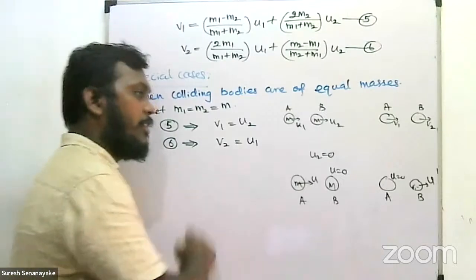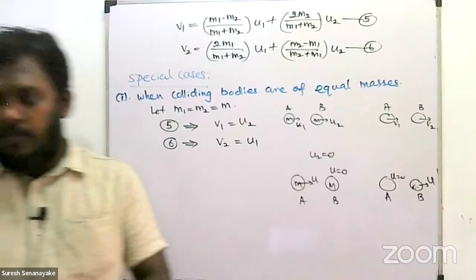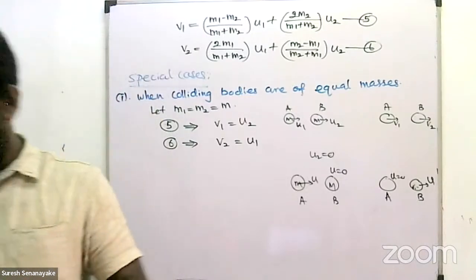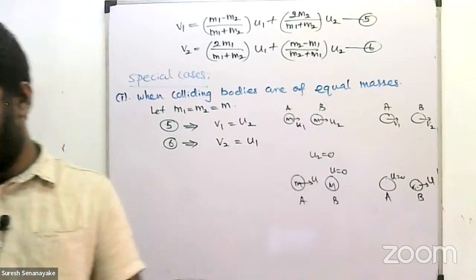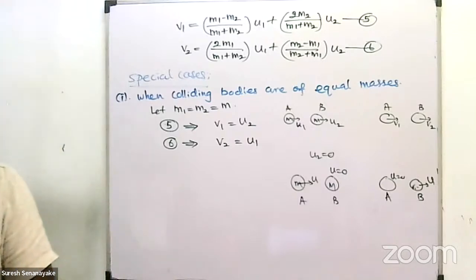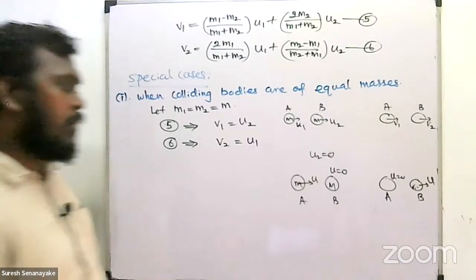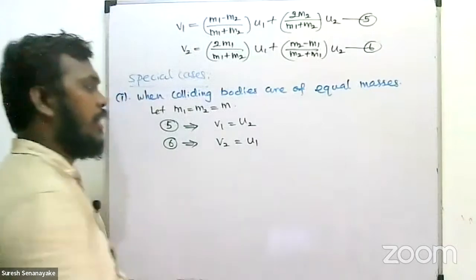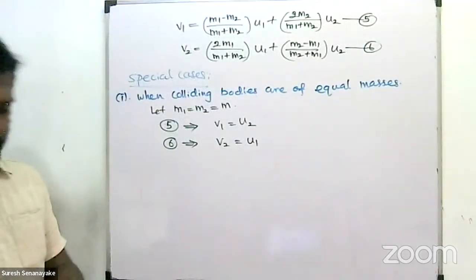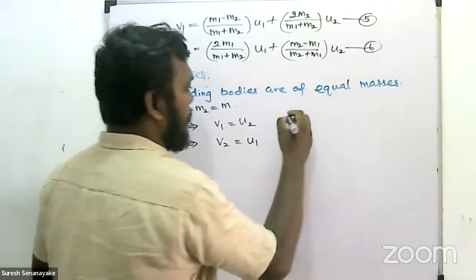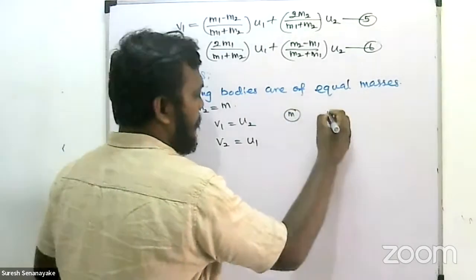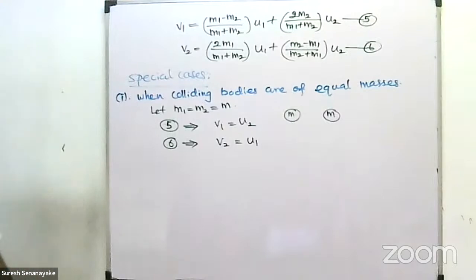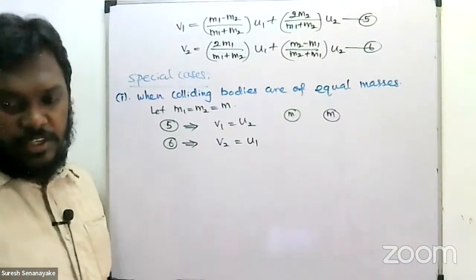Put it right there, it's better. Hence, when two bodies of equal masses collide elastically, their velocities get exchanged.